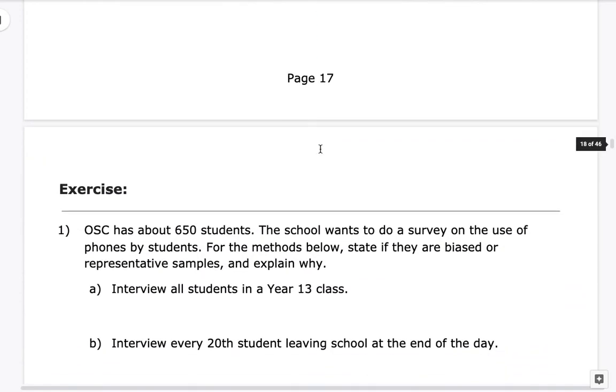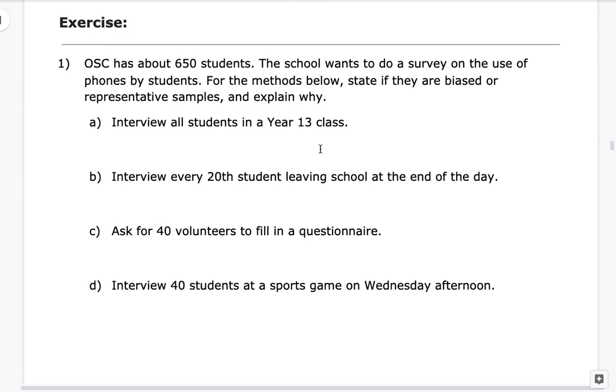Okay, so let's have a look at this exercise. So OEC has about 650 students. Students want to do a survey on the use of phones. So we want to state below if they are biased or representative samples. So interviewing all students in a Year 13 class. So I want to survey on the use of phone by students. So if I'm just taking a Year 13 class, then that is going to be a biased sample.